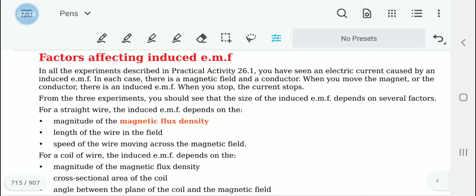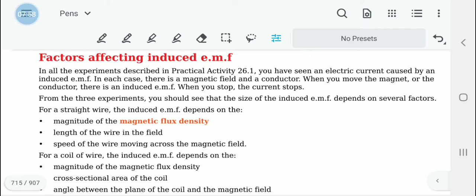In all of these, all the three practicals that we discussed, there is an electric current caused by the induced EMF. So there is no power source, but we created power by cutting the conductor through the magnetic field. So now if we stop the movement, the current stops. If we increase the strength of the magnetic flux density B, what will happen?